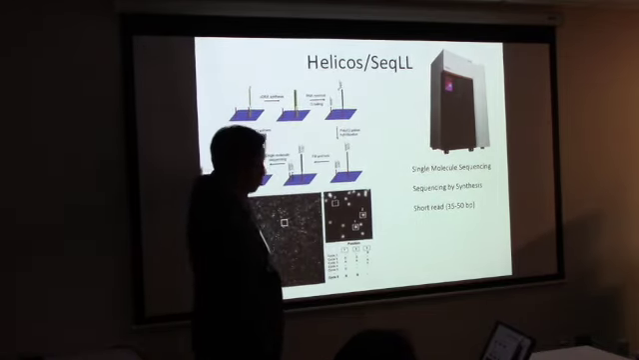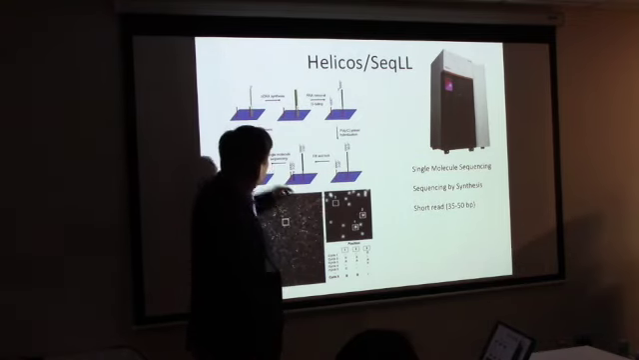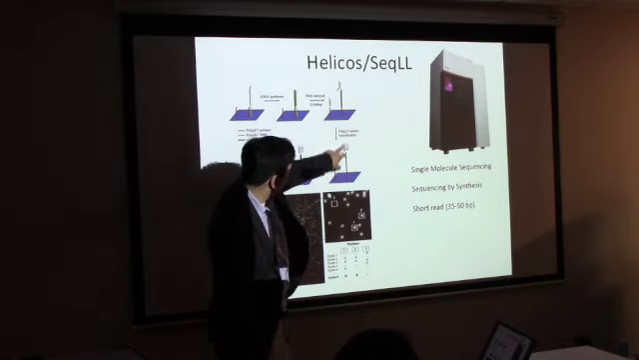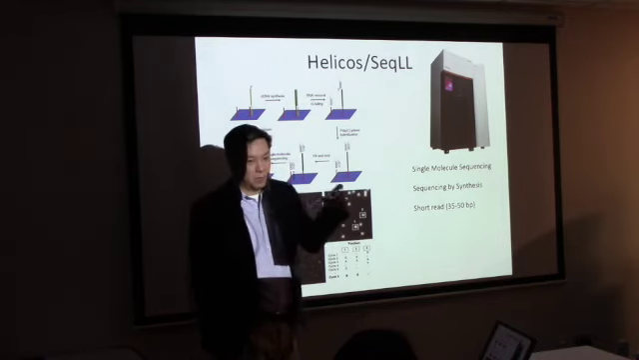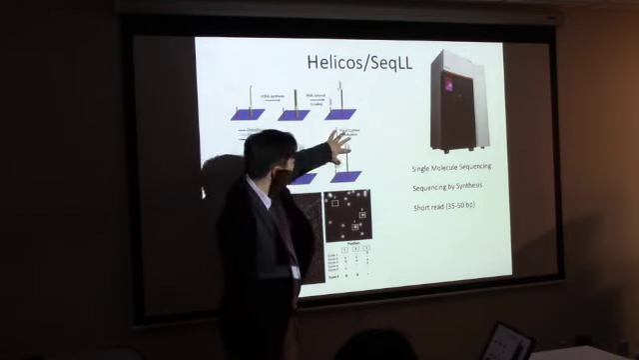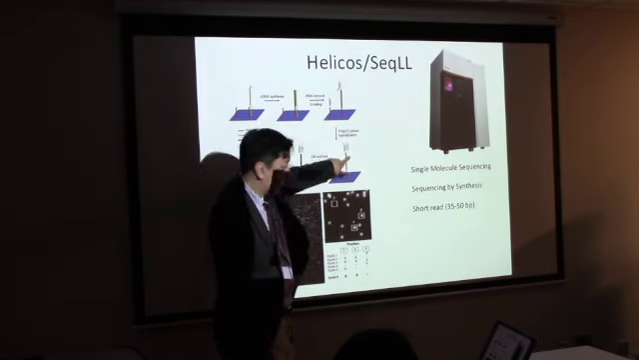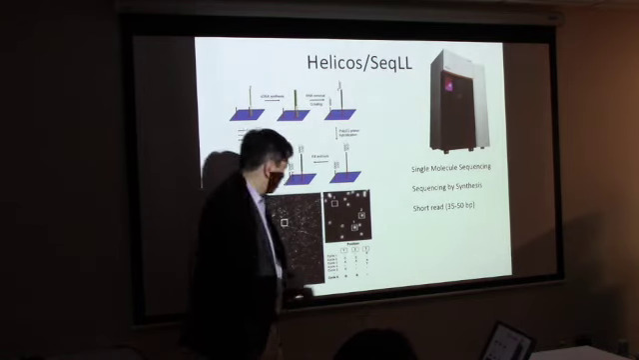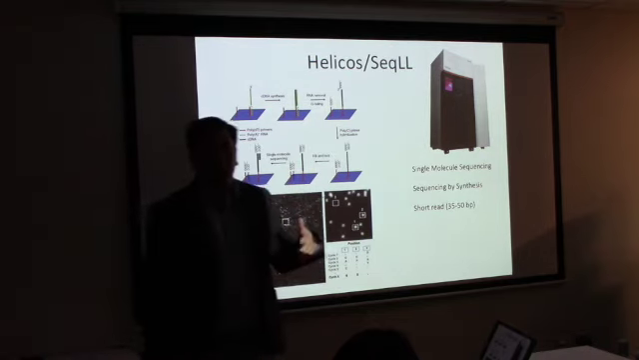Then you can use terminal transferase, which only puts things on the end, and you can add a bunch of G's. The next thing you can do is use a poly-C primer, and there's no poly-C in your genome, so it would only prime to this end. Then you would initiate sequencing by synthesis. So you would add your A, your T, your C, your G.